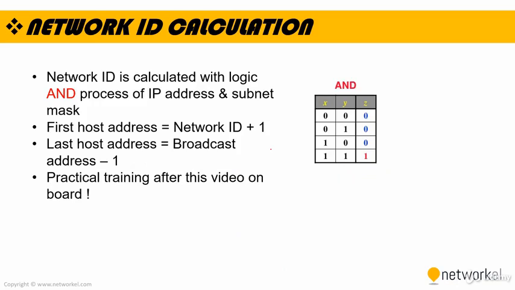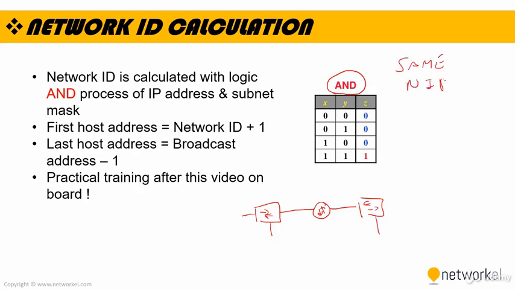And let's take a look at the network ID. Network ID is calculated with the logic AND process of the IP address and subnet mask. Let's take a look at what the AND process is. But please keep in mind that in our previous sections we have talked about whether the devices are in the same network or not. If devices are in the same network, they should have the same network IDs.